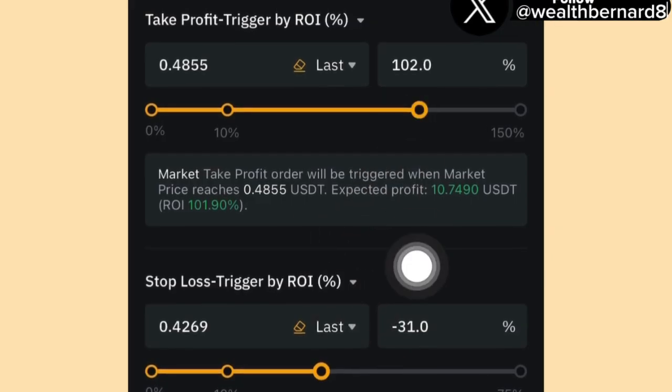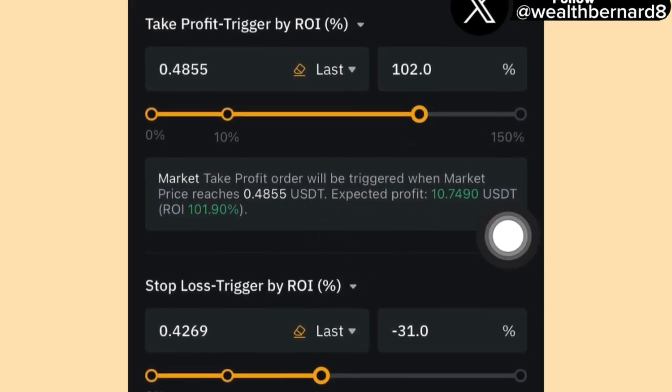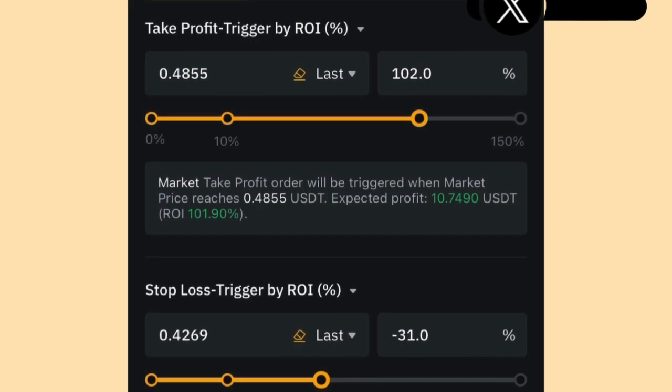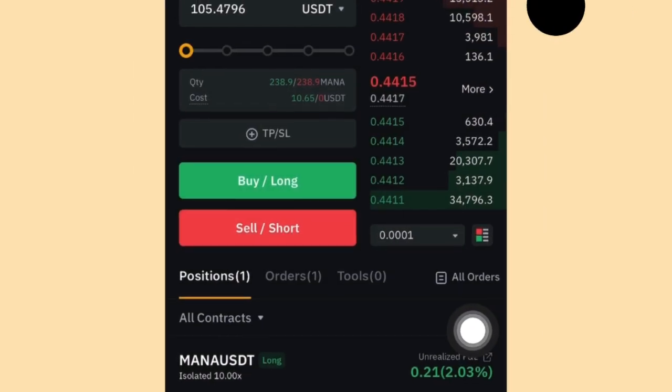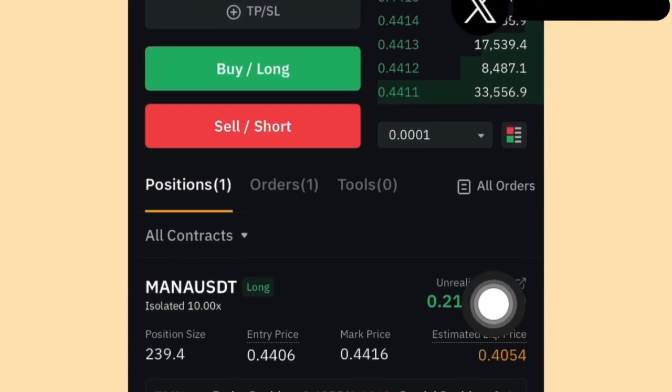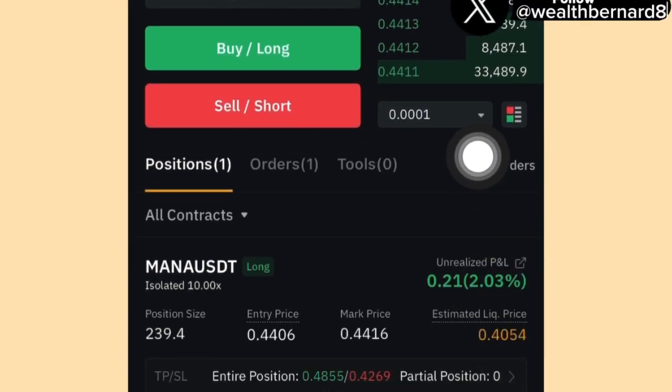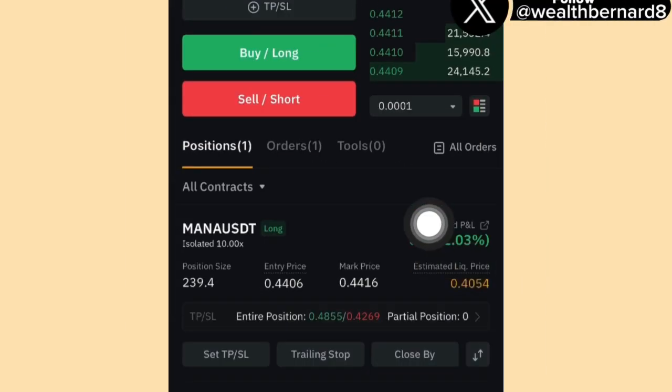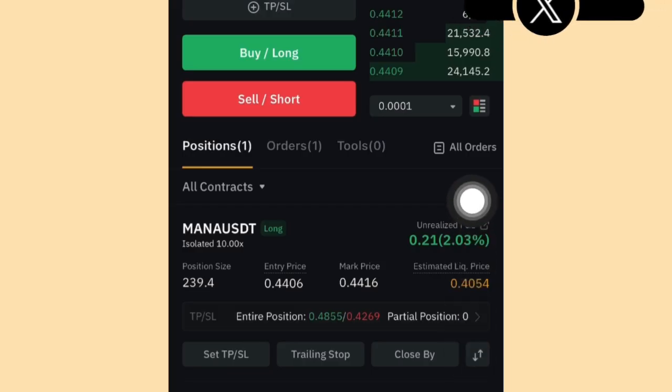Once you get that done and everything is accurate, next you want to click where it says confirm, and once you click confirm, the order is submitted. And if you look right here, guys, you're going to see that we're on profit, and this is an amazing one. This is a 2% profit, and we're doing well.